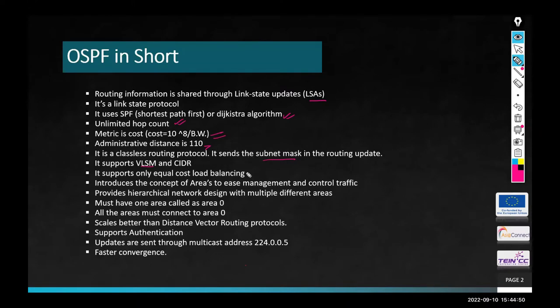Yesterday we saw that EIGRP can do equal and non-equal load balancing, whereas OSPF does equal cost load balancing. Another thing introduced in OSPF is the area. We will discuss it more in a later slide. OSPF supports many hierarchical ways to design the topology, but we have to remember that when we configure OSPF areas, all other areas must be connected with area zero, which is called the backbone area. We will discuss this more in a later slide.